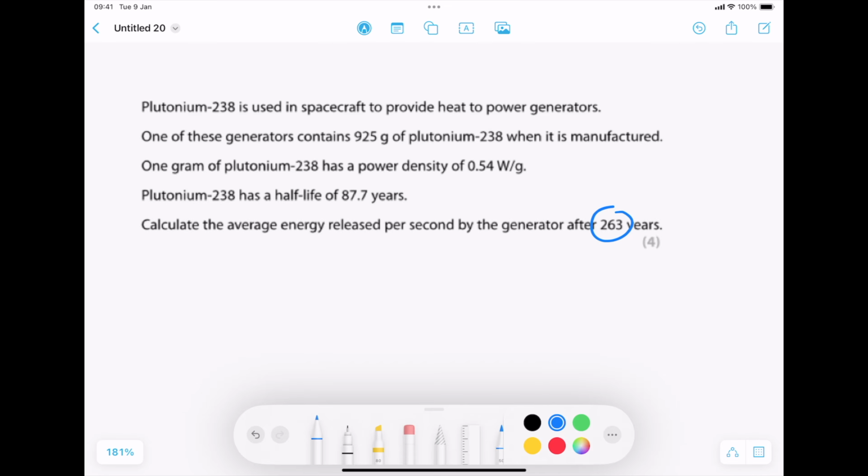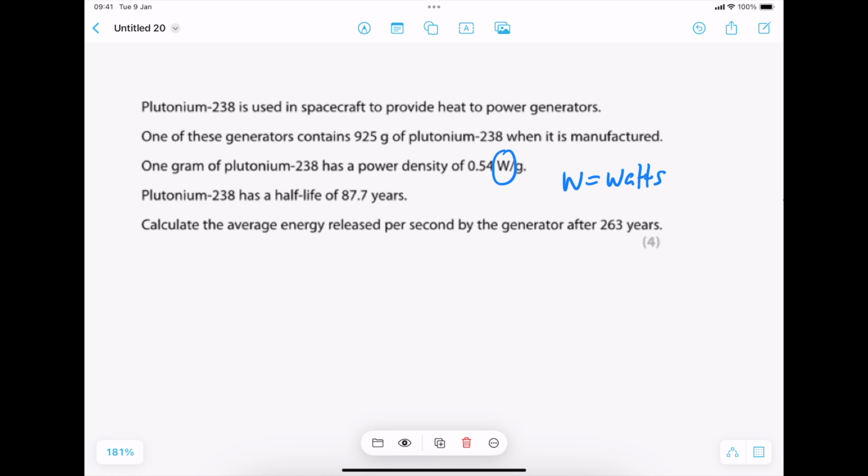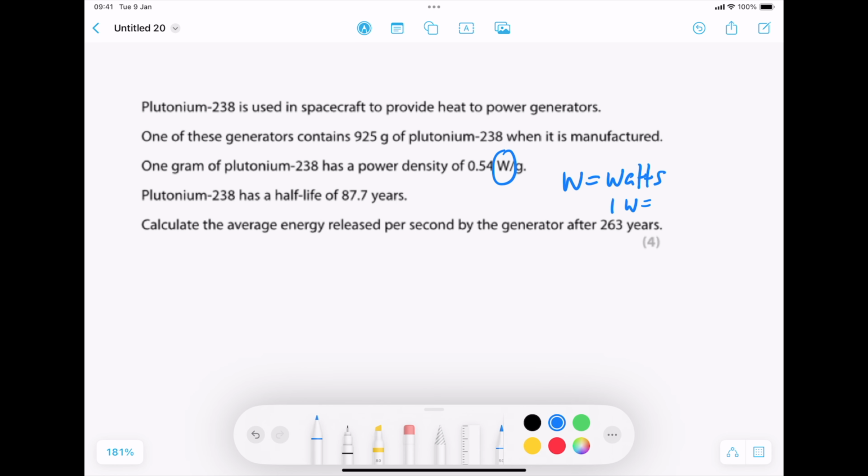Before I get into this question, I need to define what W means. W is watts. You may have seen that in electricity content. Basically, 1 watt is equal to 1 joule per second. If you had a 500 watt hairdryer, that would be 500 joules of electrical energy turned into heat energy every second. So we know that it has 0.54 watts per gram, so 0.54 joules of energy per second per gram.